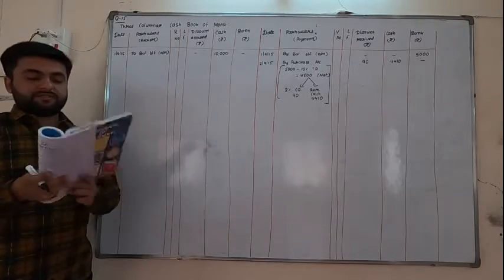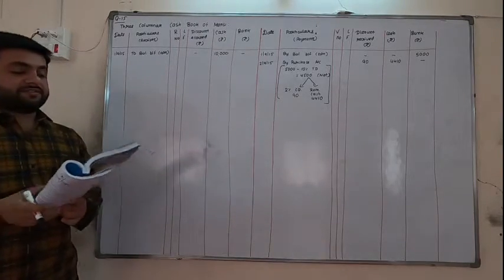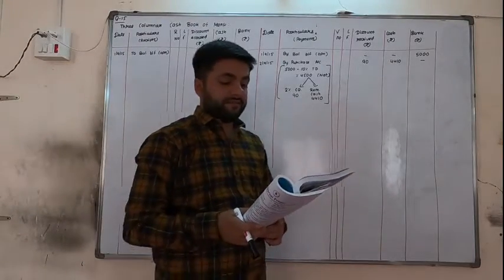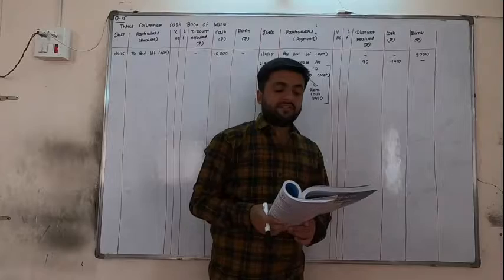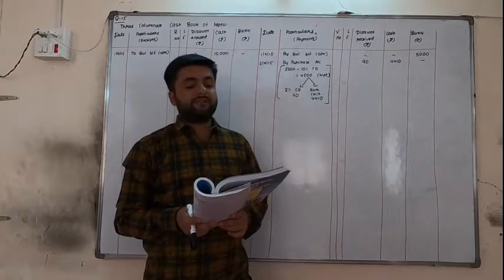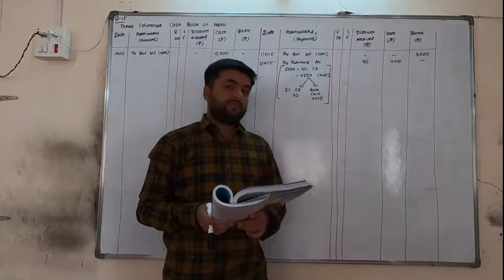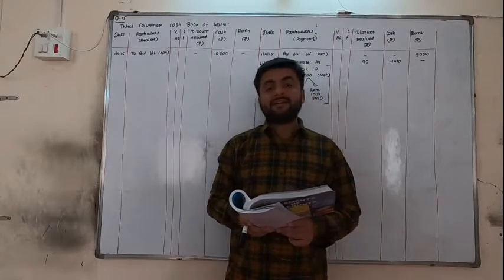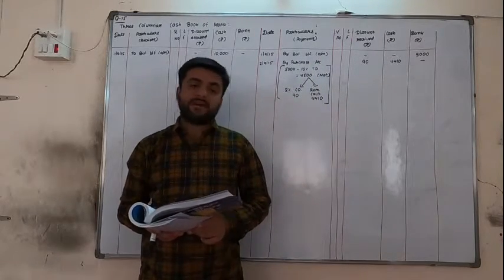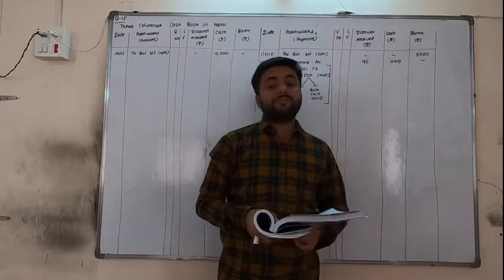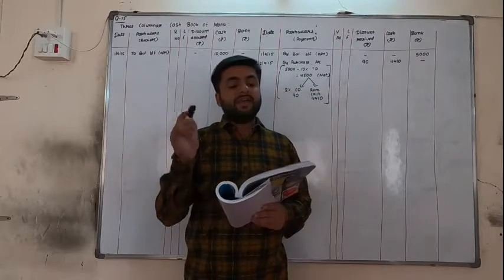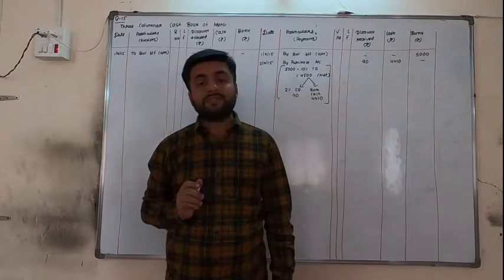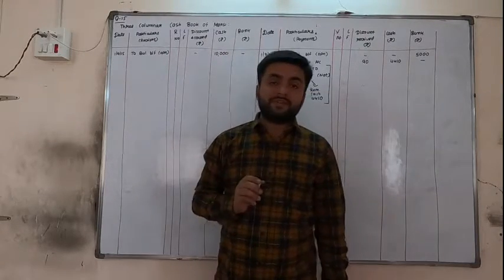On next page, transaction 6. 8000 is received through NEFT and 1900 cash is received from Jyoti in full settlement of 10000. Now see, total amount is 10000. From that, 8000 and 1900 are received by bank and by cash. So remaining 100 rupees is not received. Why 100 rupees? 8000 plus 1900 is 9900. Remaining 100 rupees is not received, so that will be discount allowed.